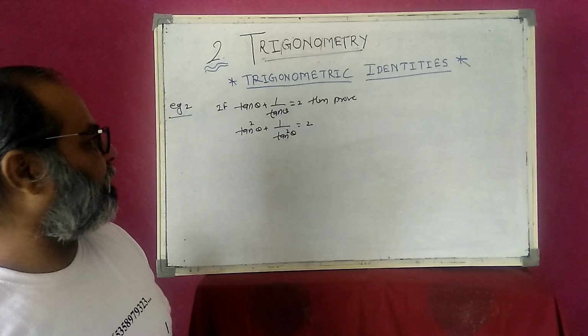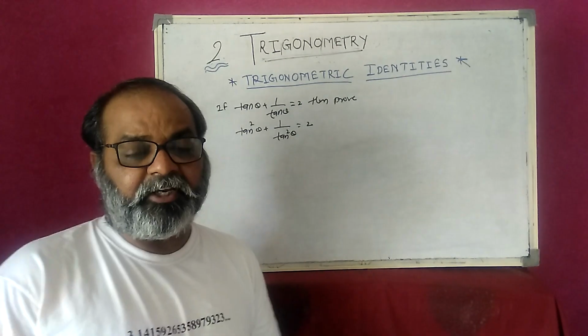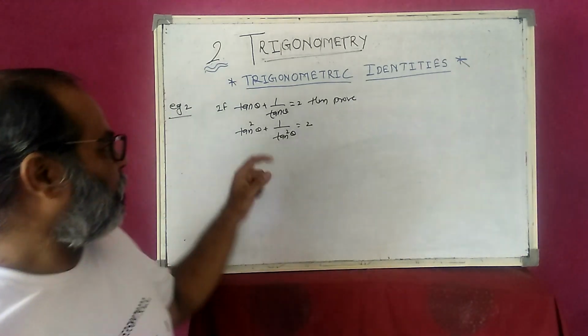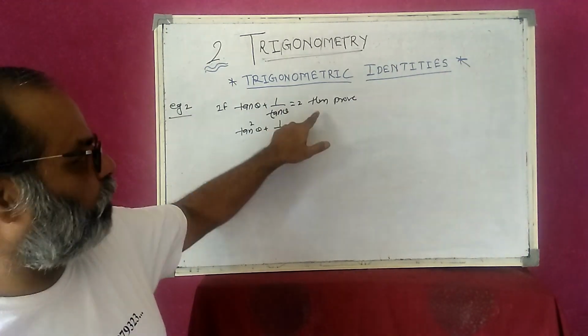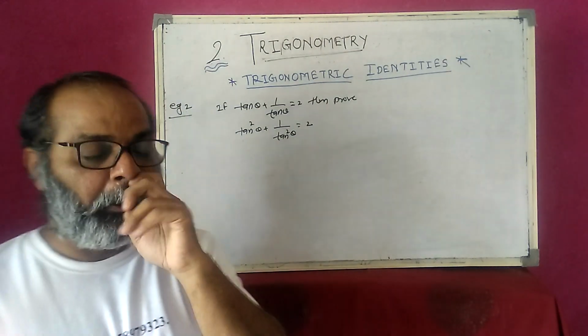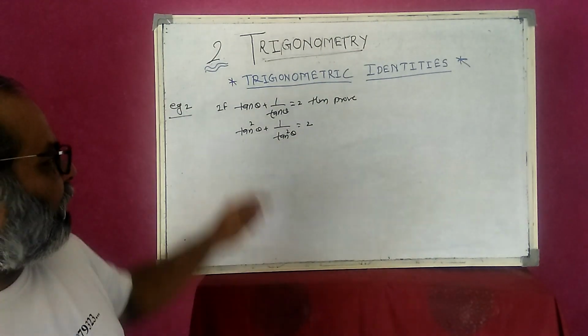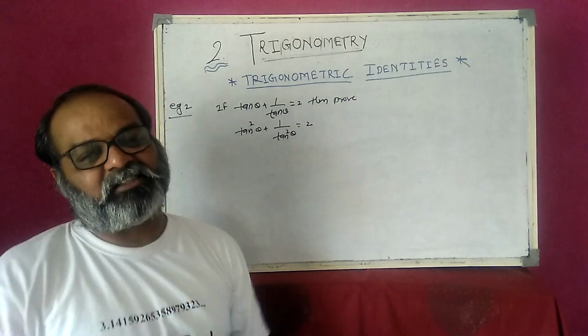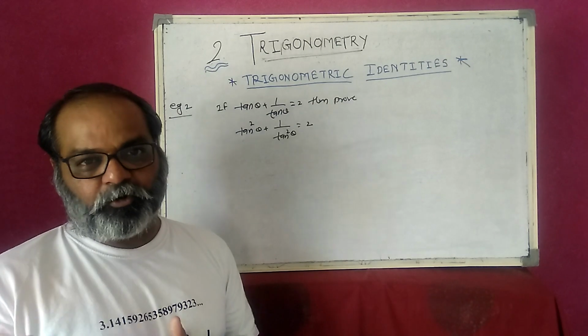Okay, there is one problem written on the board. Read it, think about it and solve it. The thinking process is very important in mathematics. If tan theta plus 1 by tan theta is equal to 2, then prove that tan square theta plus 1 upon tan square theta is equal to 2. When I look at this equation, I have tan square here and 1 upon tan square here. So my logic says: can I square both sides?